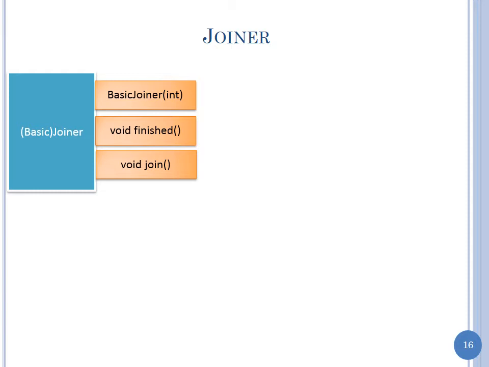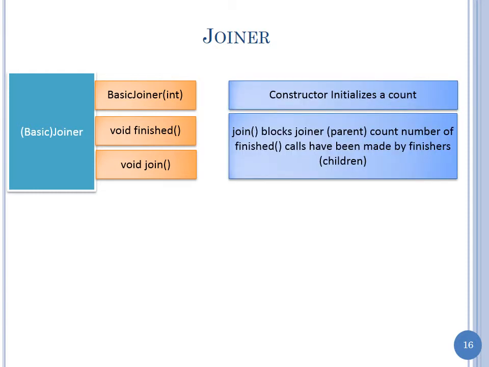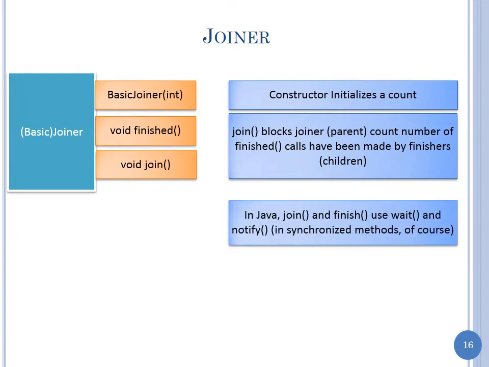The tricky part there is that the finish calls may occur before the join method is called, and vice versa. It's clear that one of these methods has a notifier, and the other, join, has a wait, but we have to make sure that if the join comes early, it doesn't block forever. That's the tricky part, and we are going to deal with such trickiness in the thread pool implementation also. So the constructor initializes a count, and join blocks until joiner count number of finish calls have been made by finishes.